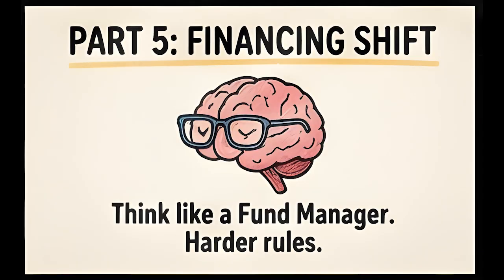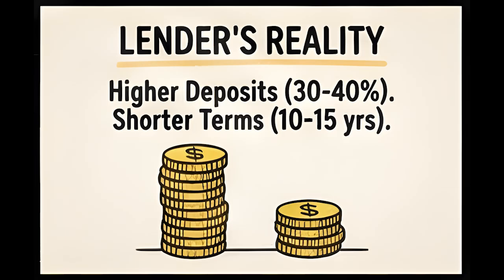Part 5. The financing shift, thinking like a fund manager. Let's touch on the practical barrier, financing. This is where you must stop thinking like a residential buyer and start thinking like a fund manager. The general rules for commercial property finance are harder than residential. Higher deposits. Expect a down payment of 30% to 40%, sometimes more, depending on the asset class and tenant profile. Banks view commercial income as inherently more cyclical than a private homeowner's ability to pay their mortgage.